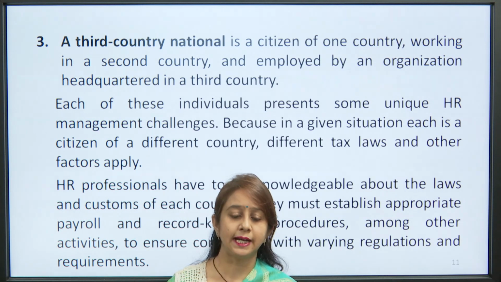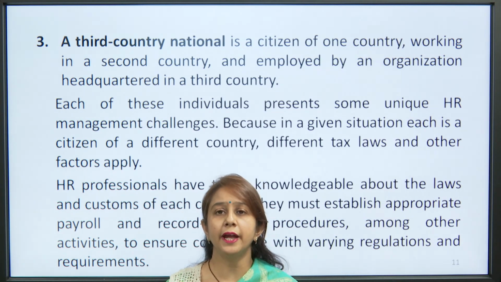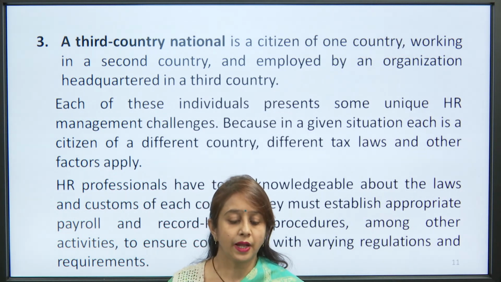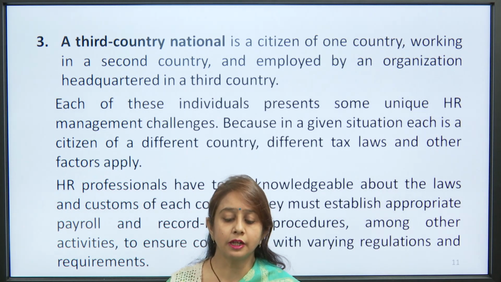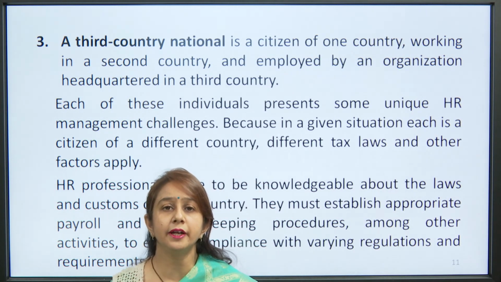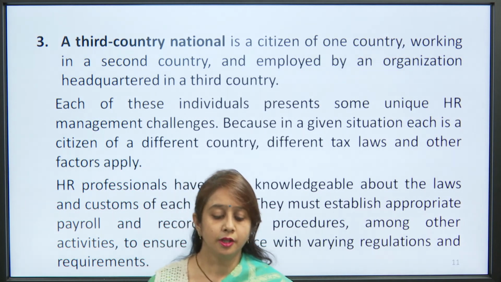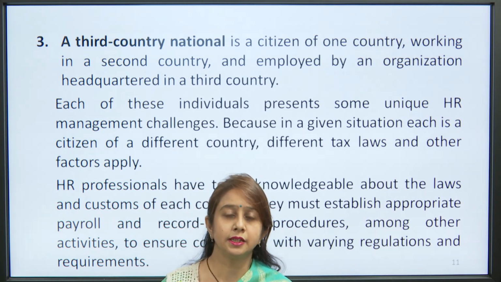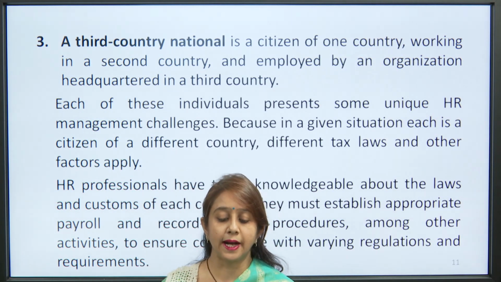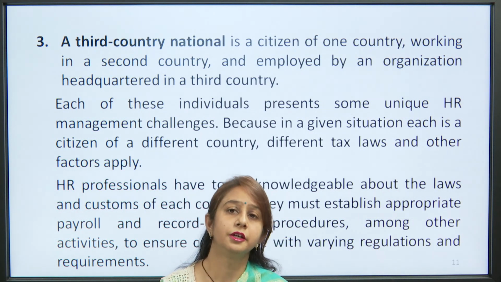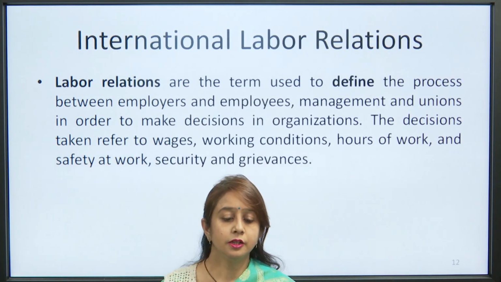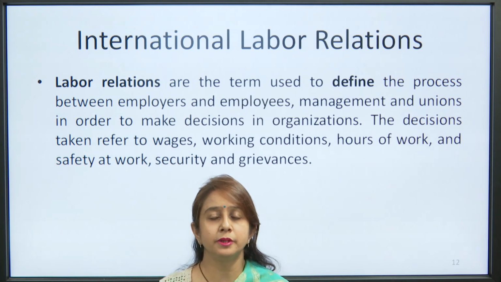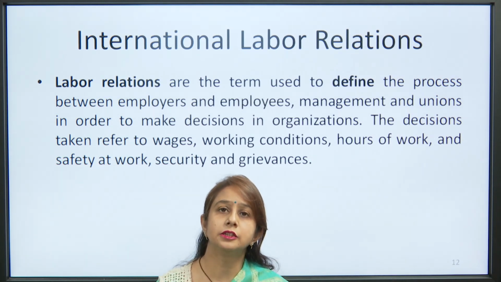HR professionals have to be knowledgeable about the laws and customs of each country. They must establish appropriate payroll systems and record keeping procedures, among other activities, to ensure compliance with varying regulations and requirements. Now, the very last topic of human resource management is international labor relations.